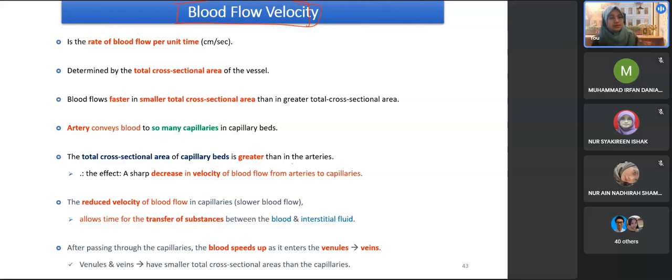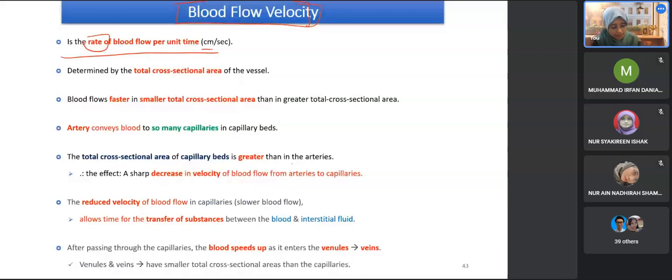Okay, class. So we are going to continue with the next part, which is on the blood flow velocity. So this is the definition of blood flow velocity, which is the rate of blood flow per unit time. Okay, so centimeter per second. Sebab tu dia dalam rate kan. So sebab dia per over time.